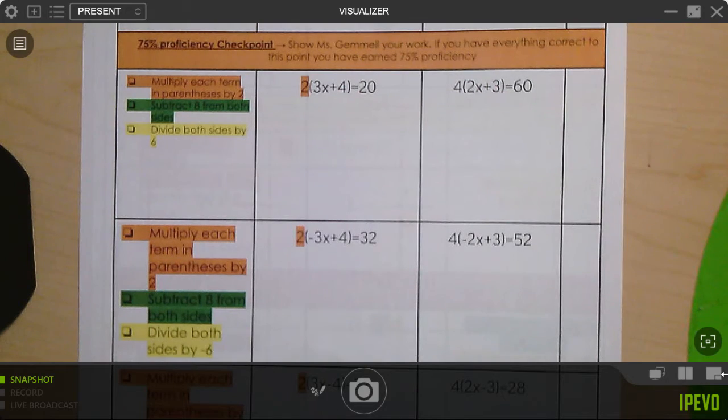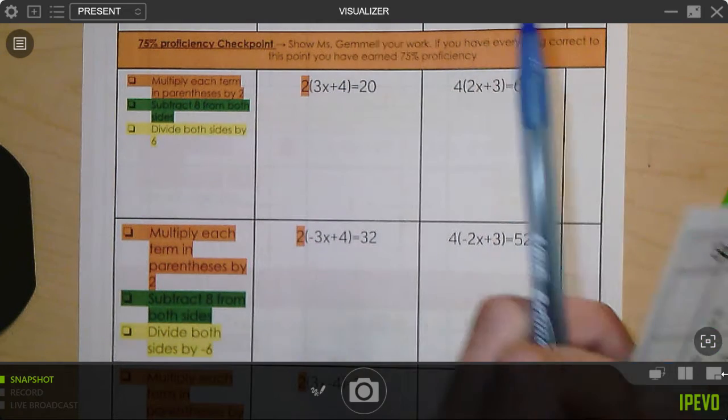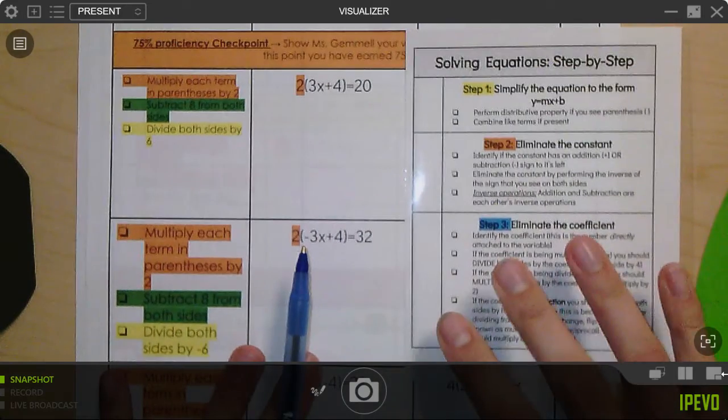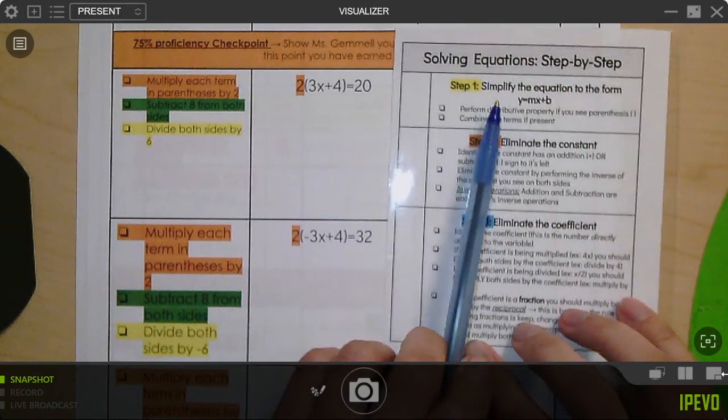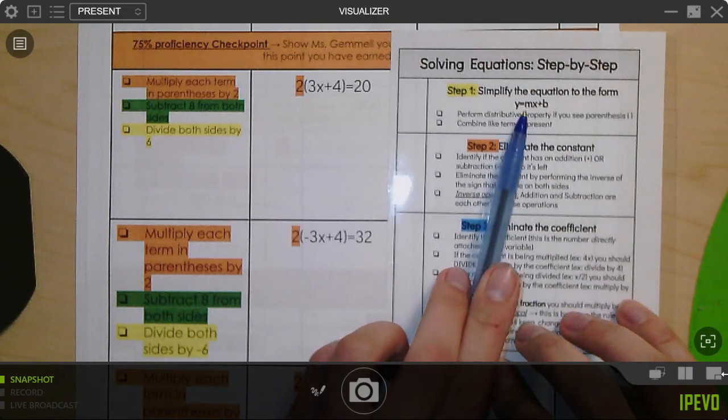Okay, so now we are reaching more of our multi-step problems. Follow along with me as we complete these examples. All right, if you remember from our chart, step 1 states that we need to simplify the equation so that it is in the form of y equals mx plus b.